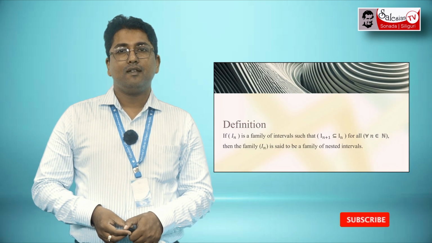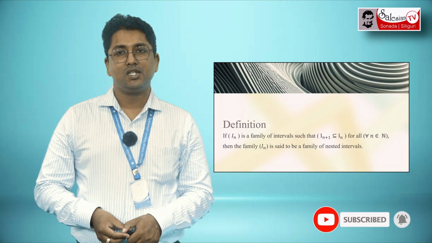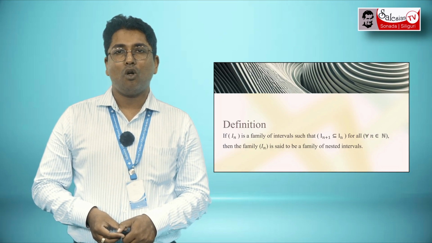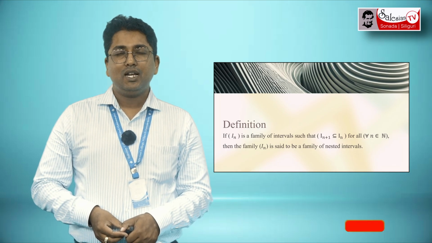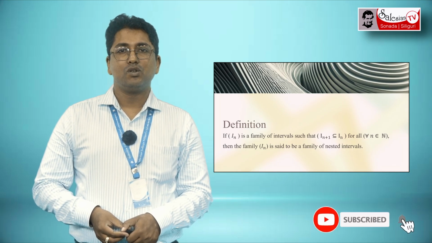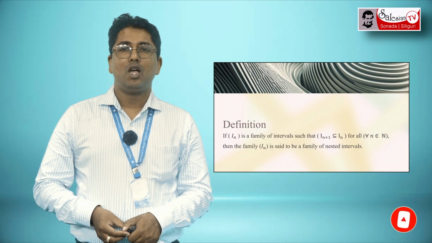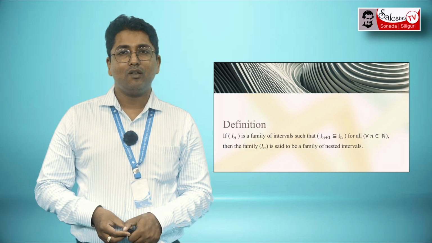A family I_n, such that n belongs to natural numbers, is said to be a family of nested intervals if I_n contains I_(n+1) for all n belongs to natural numbers, which means if you increase the indices, intervals will become smaller. Meaning I1 will be bigger than I2, I2 will be bigger than I3, I3 will be bigger than I4. In this way, the intervals will continue.